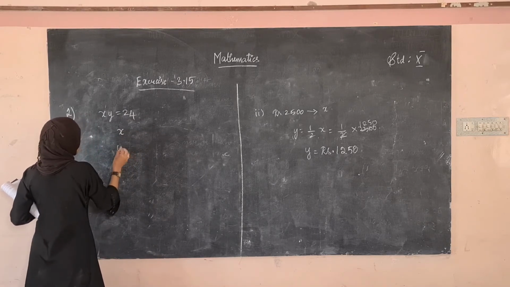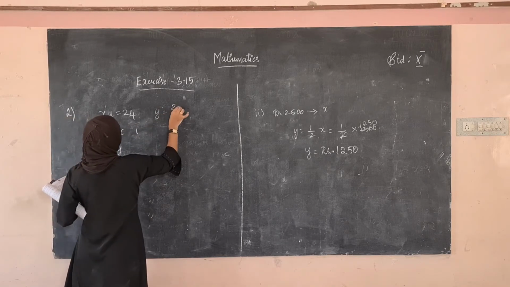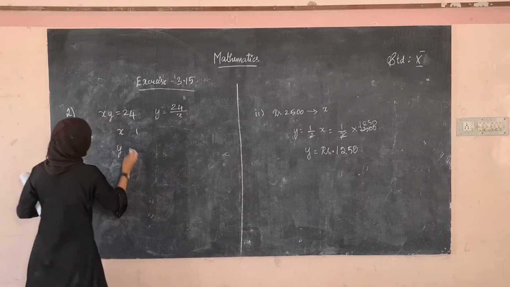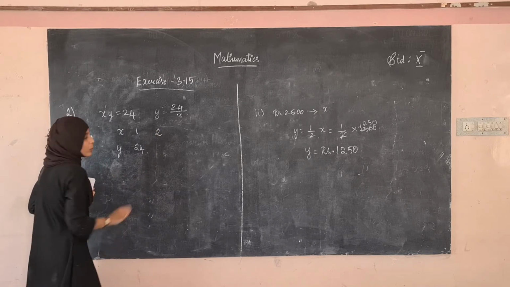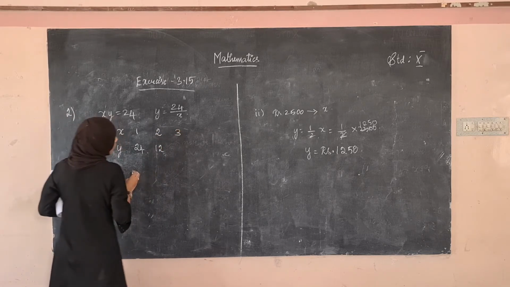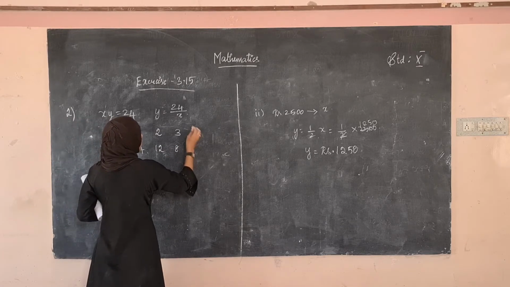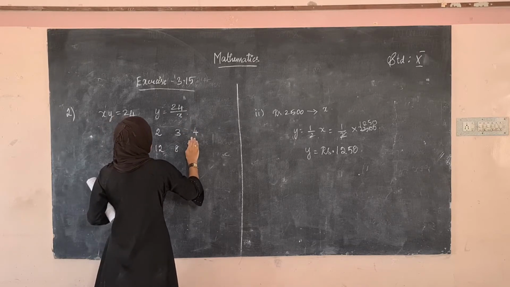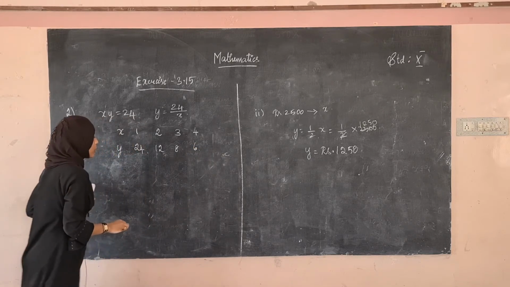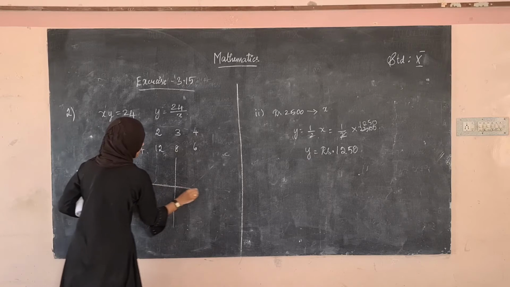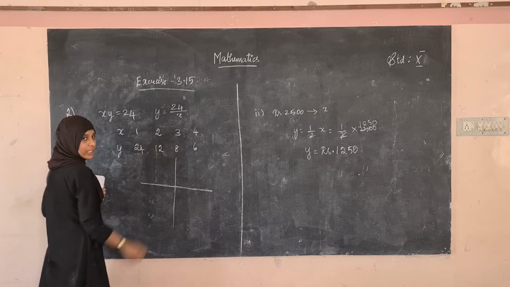x, y. If x is 1, the y value, y is equal to 24 divided by x, so 24 divided by 1 is 24. If it is 2, 24 divided by 2 is 12. If the value of x is 3, 24 divided by 3 is 8. And if the value of x is 4, 24 divided by 4 is 6. Like this. So what will be the graph? See here, there is an increase in x and the y value decreases, right?